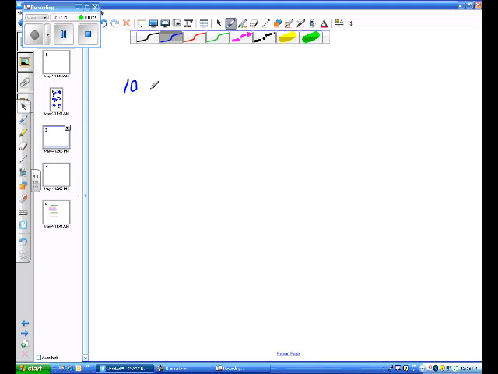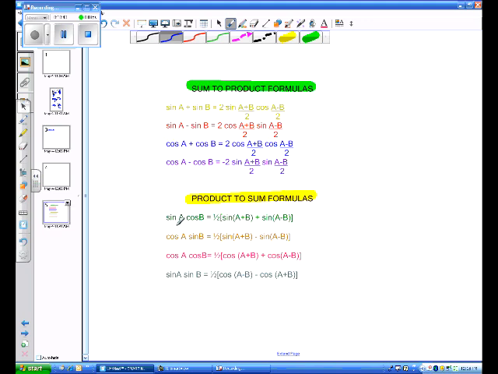Ten times the sine of 5x times the sine of 3x. Now, we want to change this to a different form where we can write it as a sum. This is written as a product. It's sine times sine. We want to write it back as a sum and maybe be in a little simpler form. So if you notice, it was a sine times a sine.